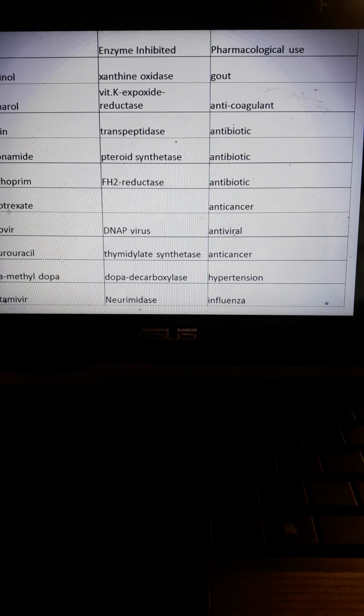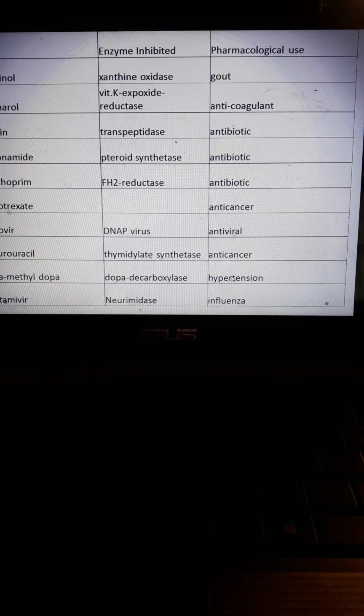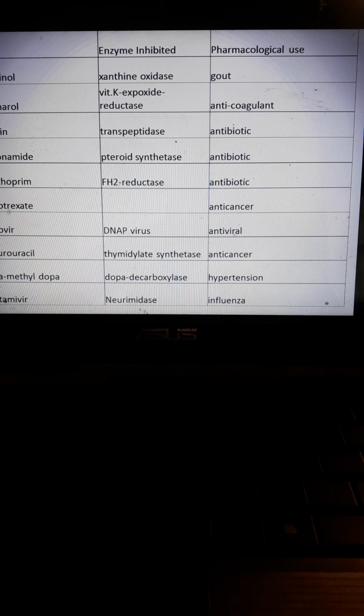We have 5-fluorouracil, which inhibits thymidylate synthetase, so it is anti-cancer. We have alpha-methyldopa, acting on the enzyme dopa decarboxylase, usually for treatment of hypertension. Oseltamivir inhibits neuraminidase, an enzyme involved in viral release, and is used in the treatment of influenza.